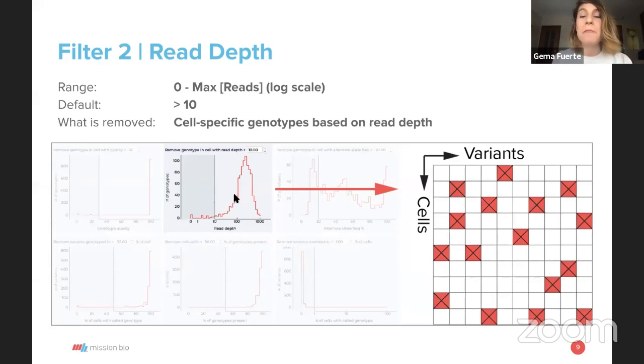When would you go higher? I wouldn't recommend you to go higher unless you are super over sequenced, but this is not something that we recommend. You would see everything that is above 10 reads.